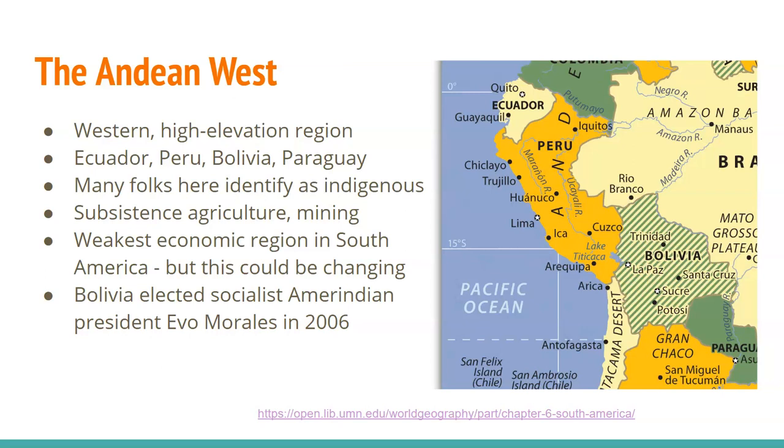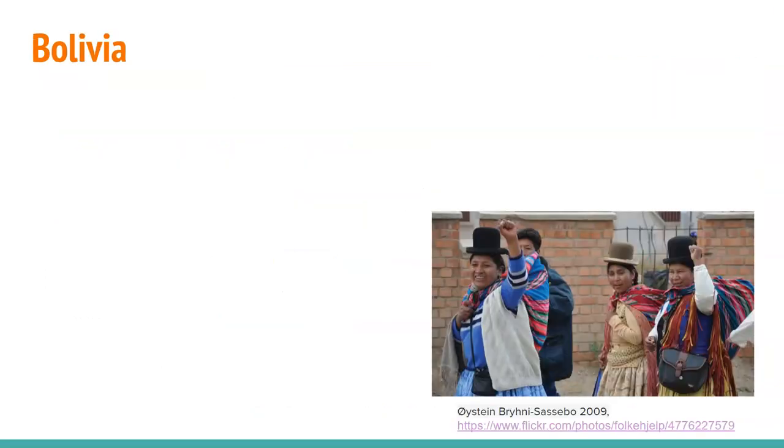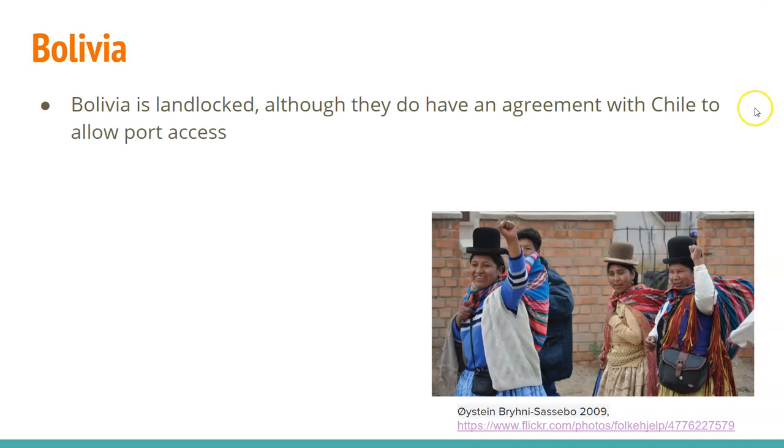So Bolivia elected Evo Morales in 2006. He's estimated to be the first Amerindian. He is Aymara. I'm pronouncing it wrong, I think. He's believed to be the first indigenous person to be the president of Bolivia. And he was running on the socialist ticket. And so within Bolivia, it is a landlocked country, which is, of course, problematic in terms of trade. Bolivia used to have access to the Pacific Ocean, but they lost that in the war with Chile in the 1800s. They do currently have an agreement with Chile to allow port access, but of course that is at the mercy of another country.